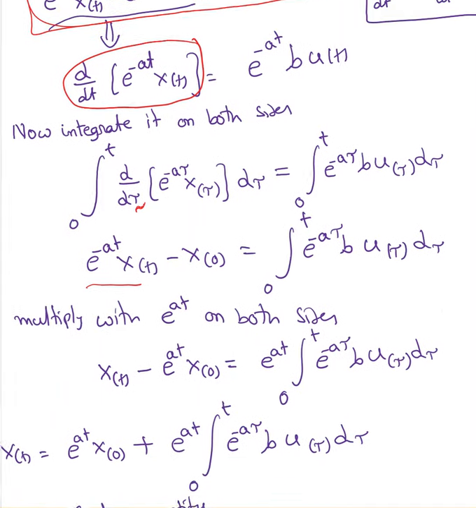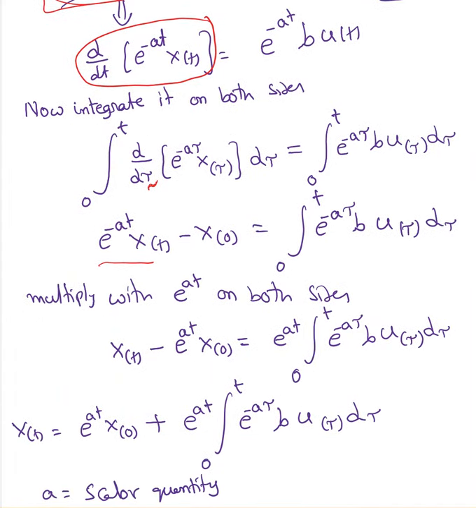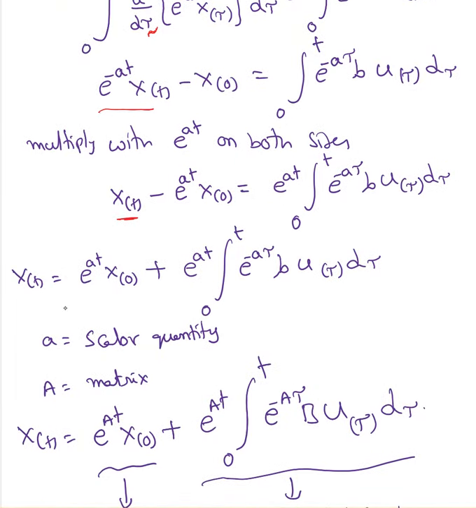Now I'm going to multiply with e to the power of at on both sides. So x of t minus e to the power of at x0 equal to e to the power of at integral of 0 to t e to the power of minus a tau b u tau d tau. Now after rearranging, x of t equal to e to the power of at x0 plus e to the power of at integral of 0 to t e to the power of minus a tau b u tau d tau. Here a is a scalar quantity, so I'm going to change that scalar quantity to matrix format. So instead of small a, I'm going to use the capital A.